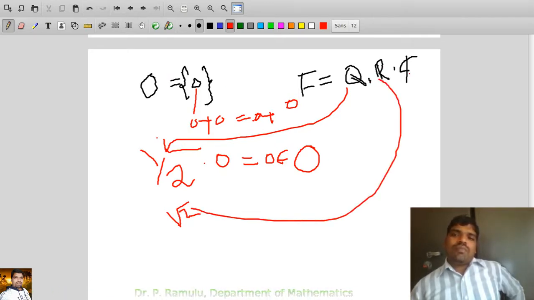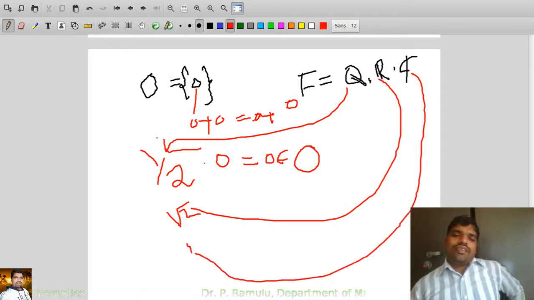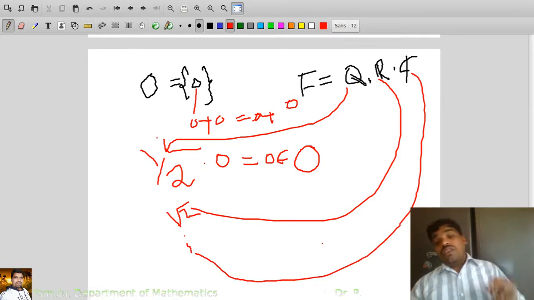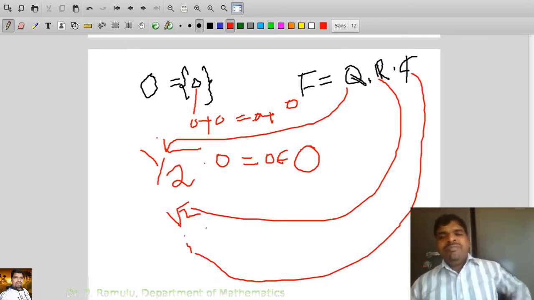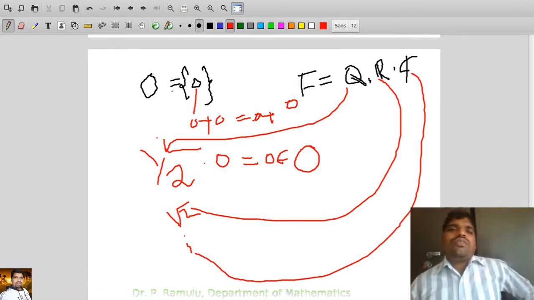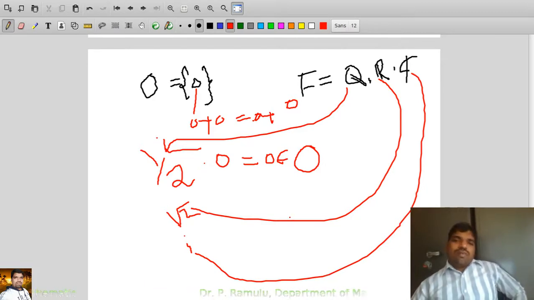If I take C, a complex number, say I, then I into 0 equal to 0. Therefore I into 0 equal to 0, and that element also belongs to this set. It satisfies the external composition property.